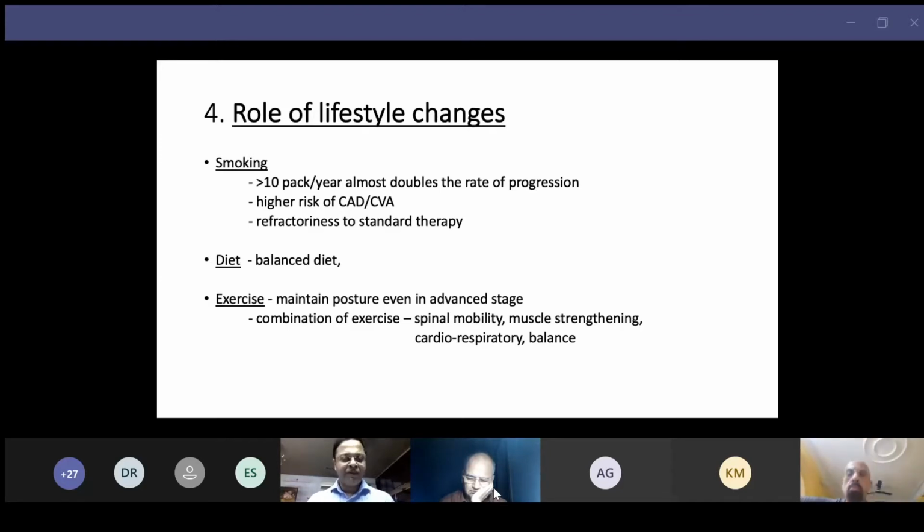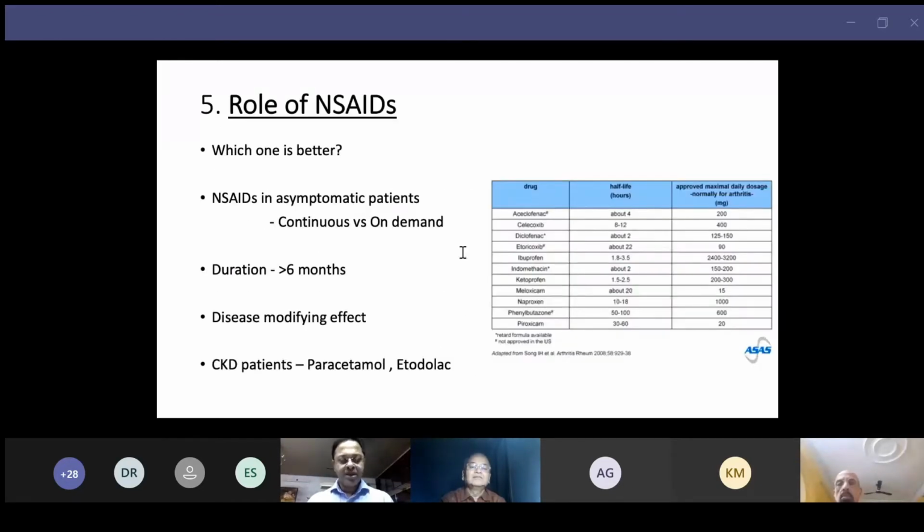There is no strong evidence whether diet modification is going to help. There's a significant role of exercise, so you need to combine not just spinal mobility exercise, they also have to do cardiac and aerobic exercise and muscle strengthening for a better outcome. Again, there's a debate about which NSAID is better. There's no significant research data saying that one is more efficacious than the other.